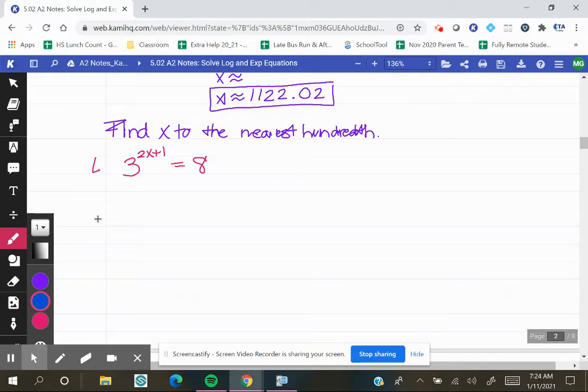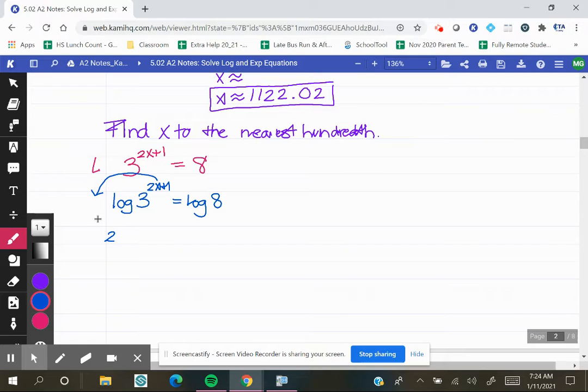Once we have it isolated, then we want to take the logs. So we're going to write log in front of each side of this equation. Everything else stays exactly the same. It's just that I'm going to write a log in front of each side. Once I do that, now I can use my log properties, which I call the swoop property, and we're going to take our entire exponent and swoop it to the front.